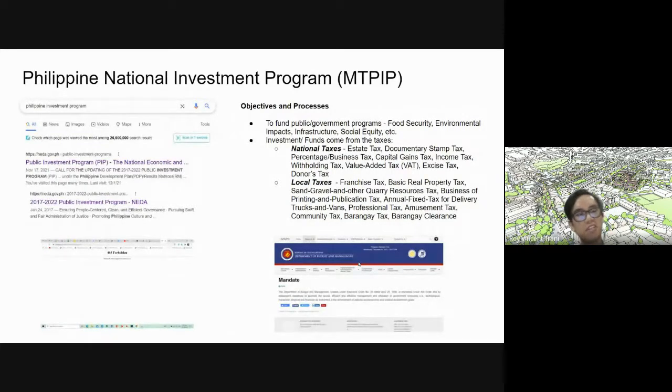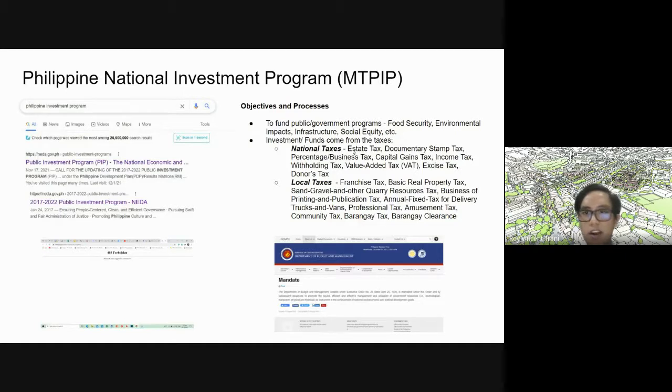I really want to discuss how government gets its income, because that's something that really interested me growing up, and I really didn't know how that worked. In general, the investment program is funded by taxes and also foreign investment. What are the types of taxes? There's national taxes and local taxes. Since the investment program page wouldn't load and kept giving me a 403 forbidden error, I had to look it up from the Department of Budget and Management page.